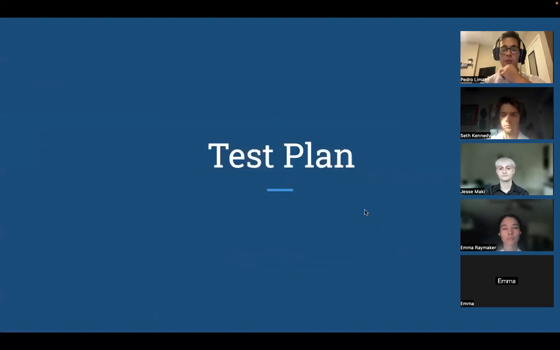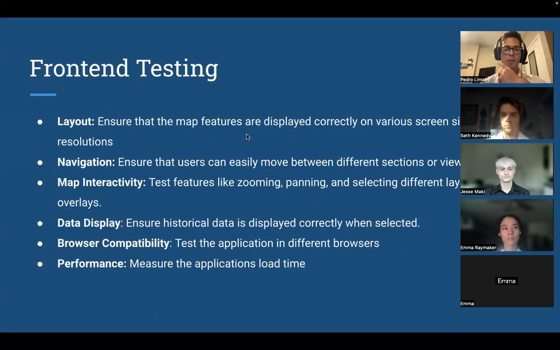Okay, for our task plan, for the front-end task plan, first we want to test the layout. We want to ensure the map features are displayed correctly in various screen sizes and resolutions. Also navigation: we want to ensure users can easily move between different sections and views of the map. Interactivity: we want to make sure that zooming, panning, and selecting different layers and overlays work accurately as desired. Also data display: we want to ensure that historical data is displayed correctly when selected, so when the user clicks a point, it should display the right data. Browser compatibility: we assume the user might be using different browsers such as Chrome or Firefox, and we want to assure that it works for every browser. And also performance: we want to assure that our application loads fast, no matter the device or browser the user is using.